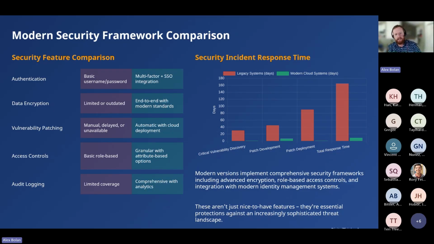So let's talk about the infrastructure compatibility matrix a little bit. And here's what this means in practical terms. You're running business critical software on platforms that will not receive security patches. So when new vulnerabilities are discovered, and they will be, you're on your own. You're completely on your own.